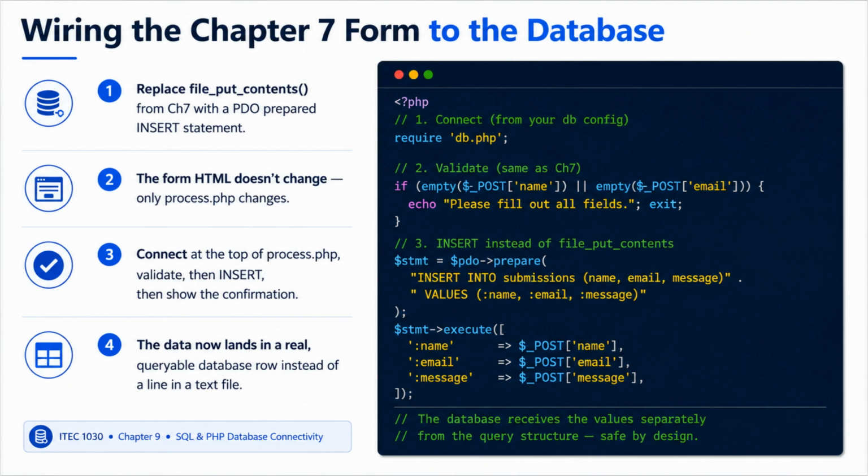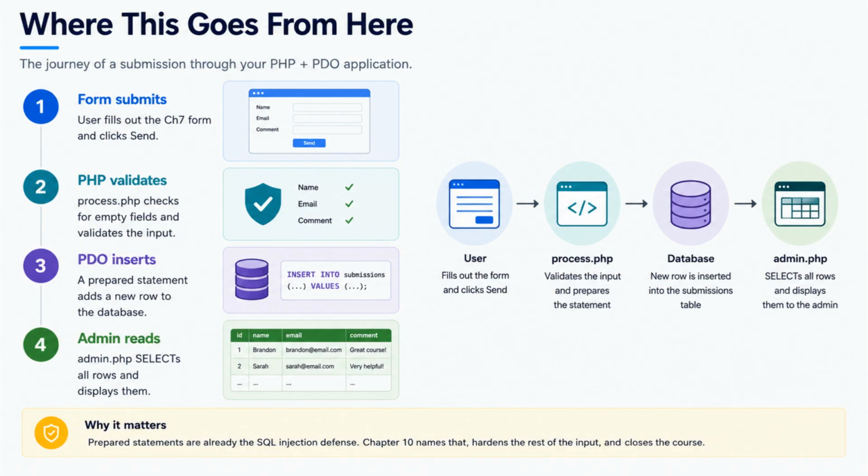Land the point clearly. The submitted data now lands in a real, queryable database row instead of a line in a .txt file. Everything from Chapter 7 still applies. This is one targeted change, not a rewrite. Step back and walk the full pipeline as a sequence. Form submits, PHP validates, PDO inserts, admin reads. Each of these 4 steps is something students have now built or are about to build in the assignments.